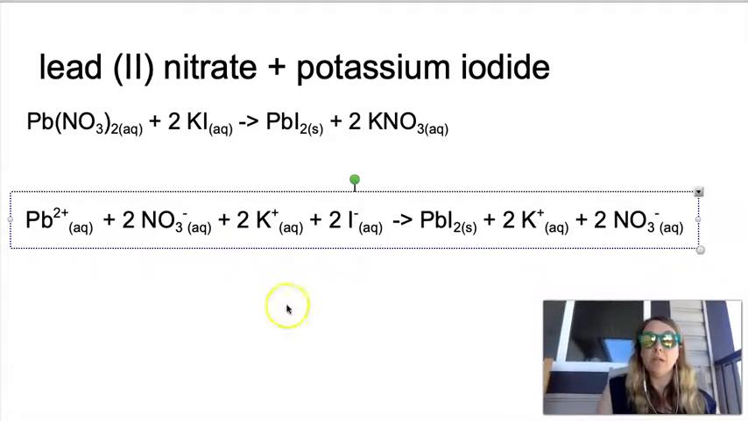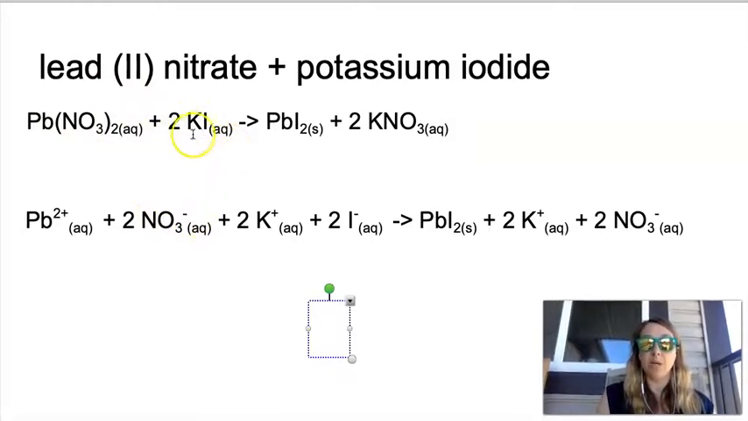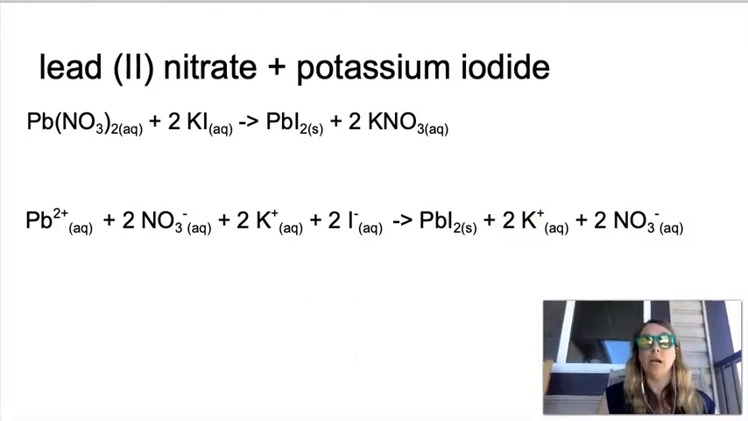Okay, so that's our total ionic equation. So we've basically taken this and we've dissociated that into those 2 things. We've taken the potassium iodide and we've dissociated it into its 2 things. The lead iodide was solid, so we left it exactly the same. We didn't change anything. And the potassium nitrate was aqueous and ionic, so we broke it apart. So now we're actually ready to start getting to that net ionic equation.